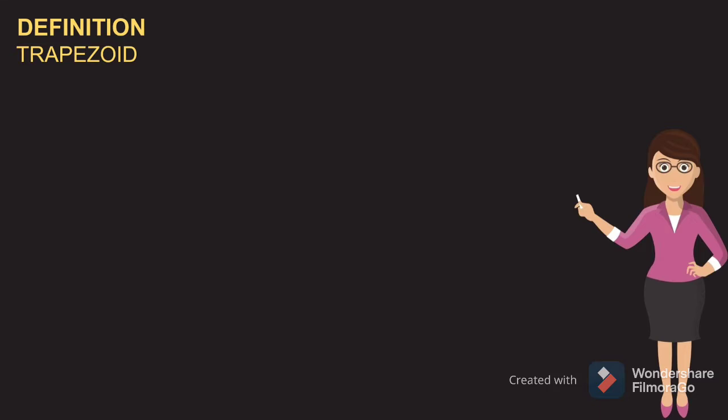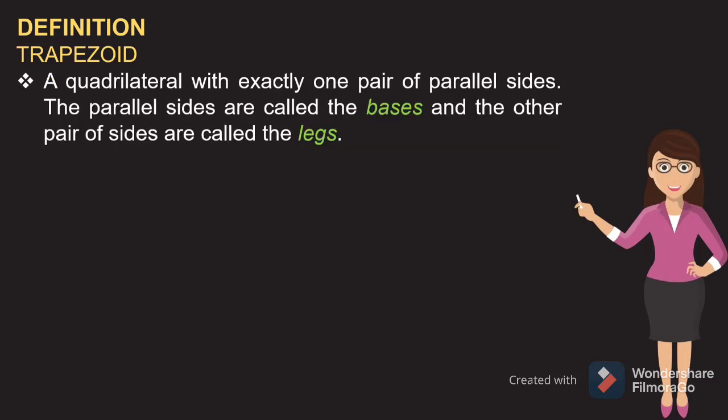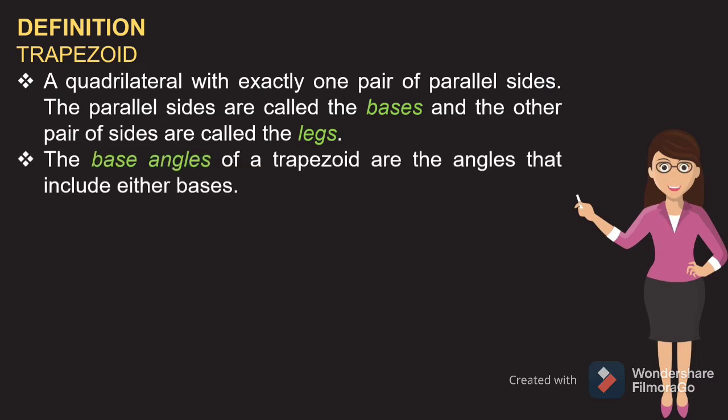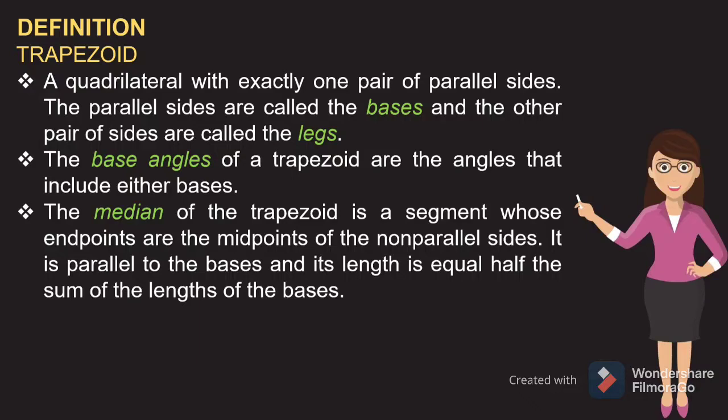Definition: trapezoid, a quadrilateral with exactly one pair of parallel sides. The parallel sides are called the bases, and the other pair of sides are called the legs. The base angles of a trapezoid are the angles that include either base. The median of the trapezoid is a segment whose endpoints are the midpoints of the non-parallel sides.